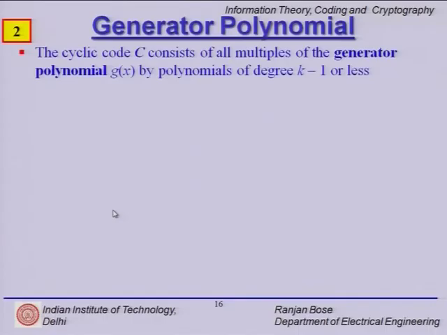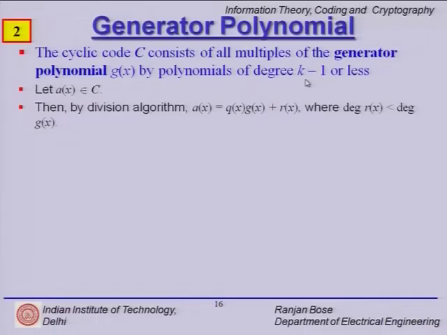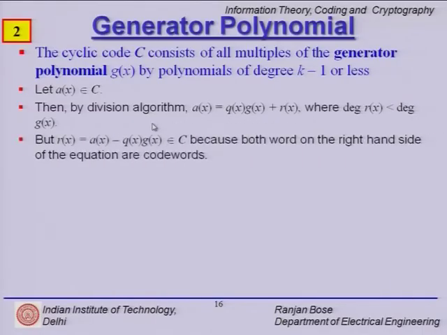We now look at point number 2. The cyclic code C consists of all multiples of the generator polynomial g of x by polynomials of degree k minus 1 or less. So, let us say a of x is an element of C. So, it is a valid code word polynomial. Then we know that a of x can always be written as some q of x, quotient polynomial, times g of x plus r of x, where degree of r of x should necessarily be less than that of g of x. So, we can always write it like this from the division algorithm.